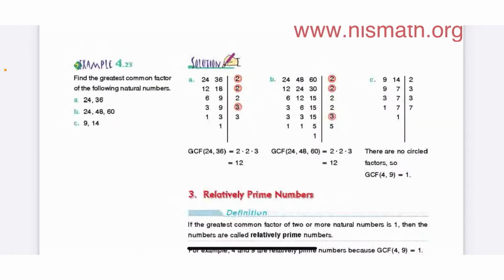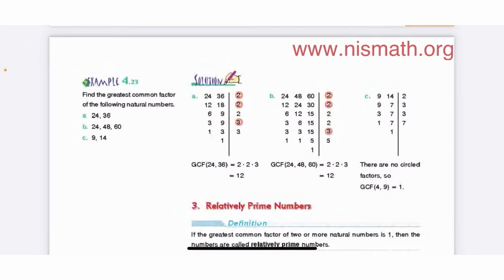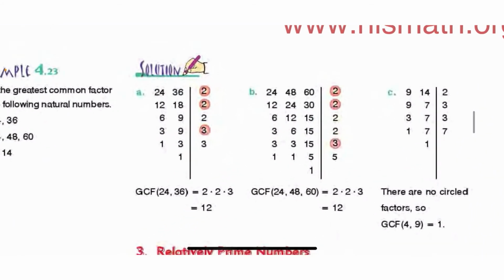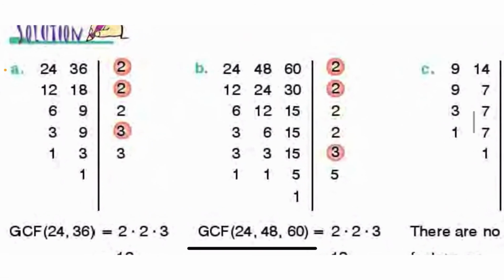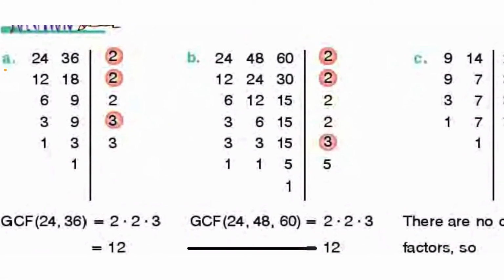The next is B. Here we have three numbers, 24, 48, and 60. Even numbers, composite numbers, right? So we divide them all by 2: 12, 24, and 30.